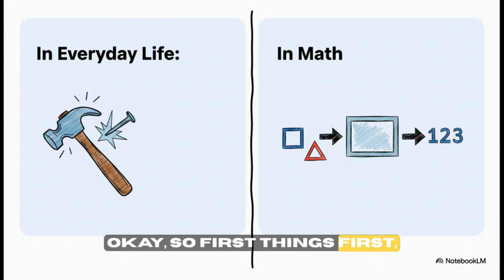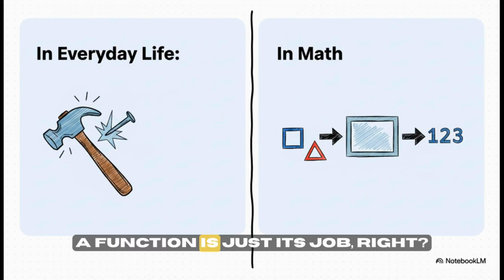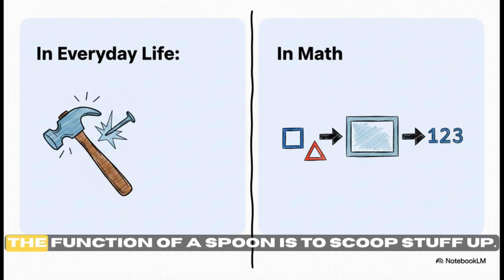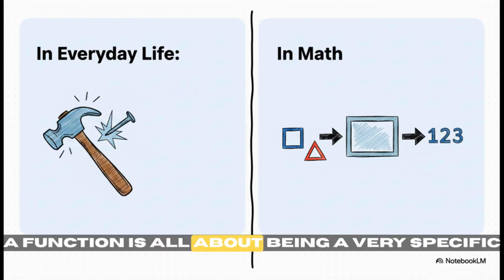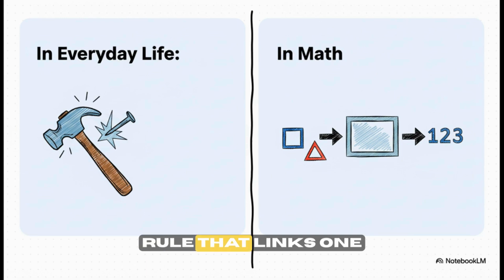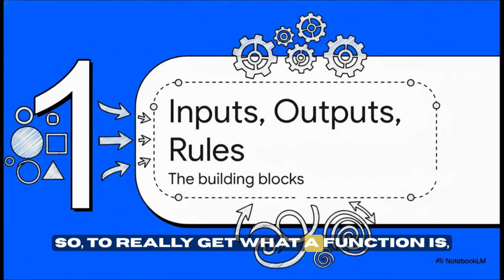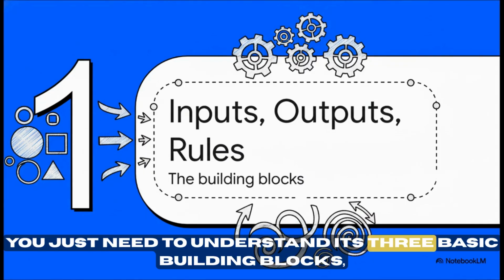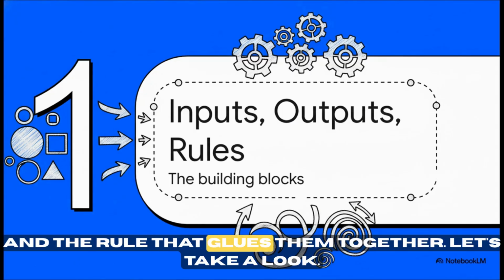Okay, so first things first, let's clear up what we're even talking about. In everyday conversation, a function is just its job, right? The function of a spoon is to scoop stuff up. Simple. But in math, forget about purpose. A function is all about being a very specific rule that links one group of things to another. So to really get what a function is, you just need to understand its three basic building blocks: inputs, outputs, and the rule that glues them together.